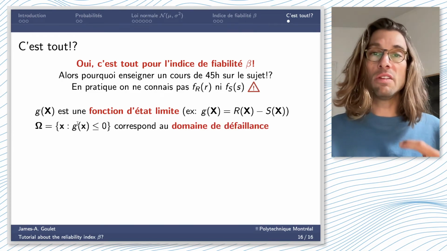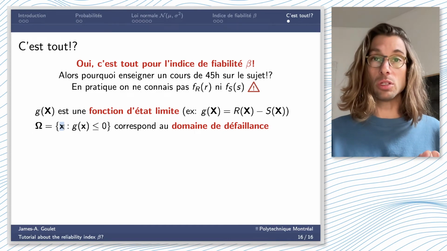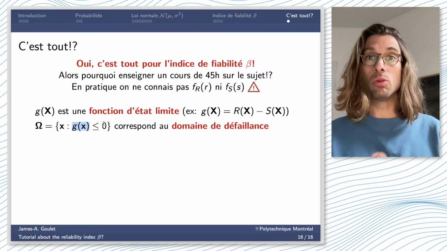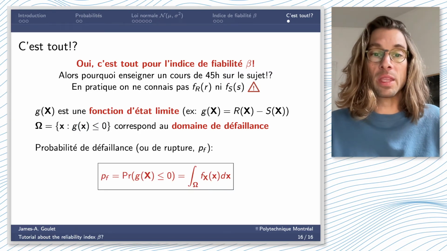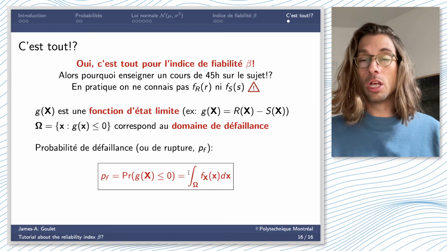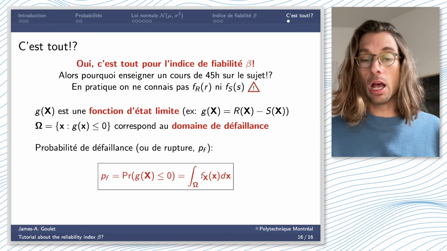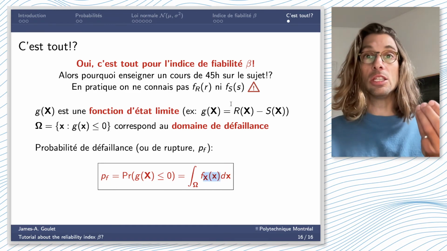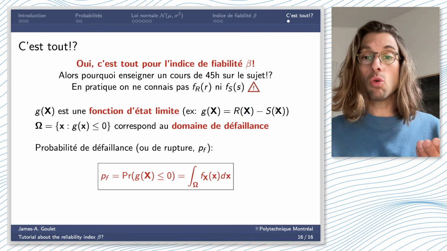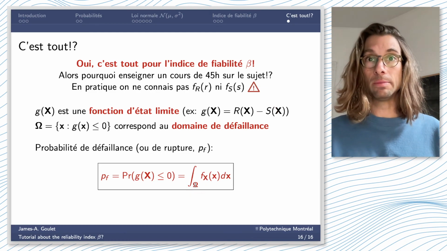Then we need to define omega, which is going to be our failure domain: all possible values of x such that my limit state function is less than or equal to 0, meaning my failure domain. And then my failure probability is the evaluation of that integral, not over z, but this time over f of x, the probability density function of all the variables that enter either my resistance or solicitation model. And I take this integral over my domain omega.